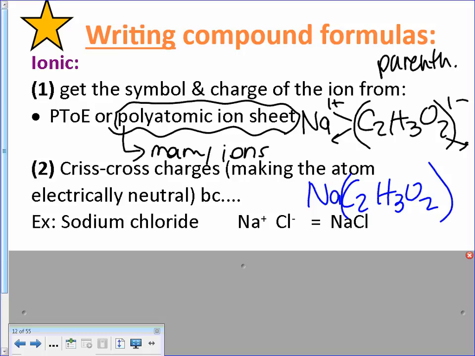So it's not a lot harder, it's just that there are a lot of polyatomic ions that you need to get in your brain so that you don't always have to refer to this sheet, because that will probably take you 3 times longer to do a problem.